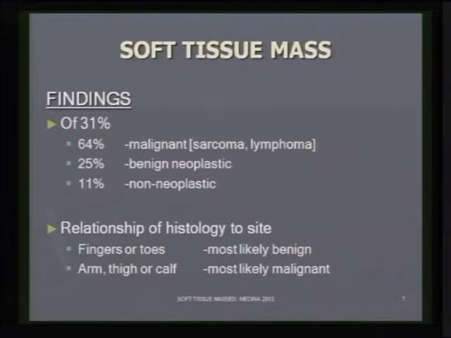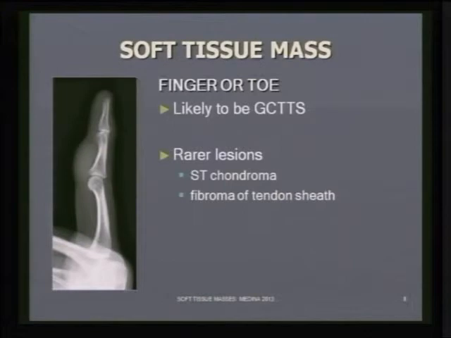So certainly in the fingers or toes, if we see a soft tissue tumor in the fingers or toes, it's most likely benign, and as we'll see, that's most commonly a giant cell tumor of tendon sheath. Whereas if it's in one of the major limbs, the arm, the thigh, or the calf, the lesion is most likely to be malignant.